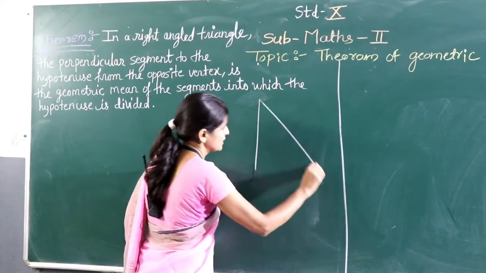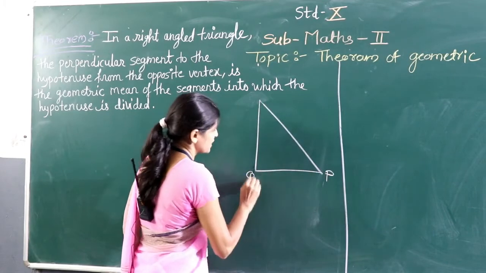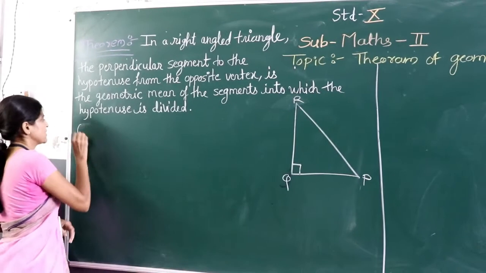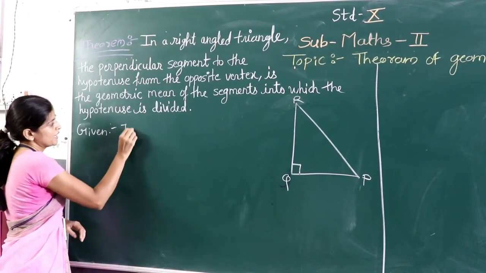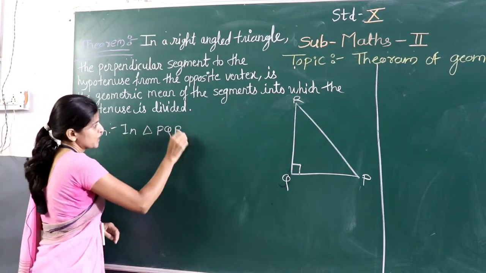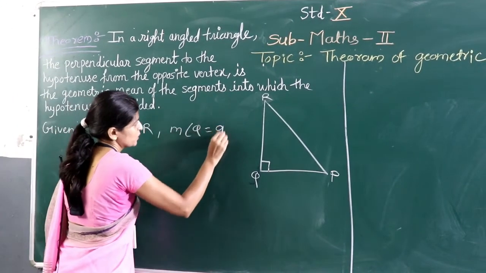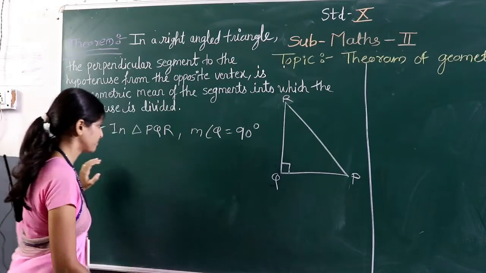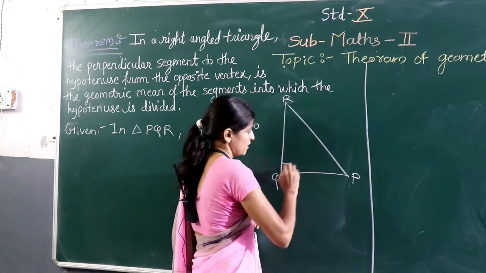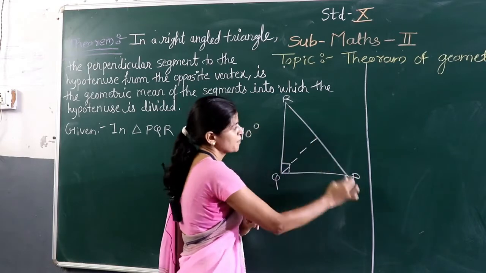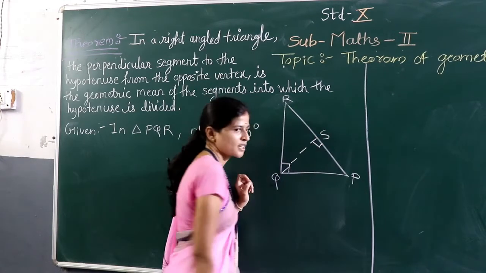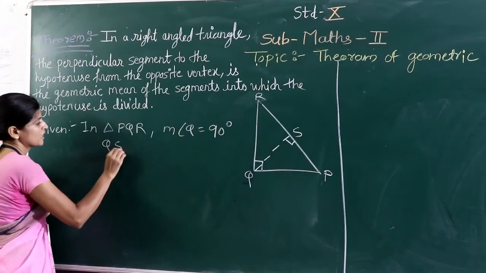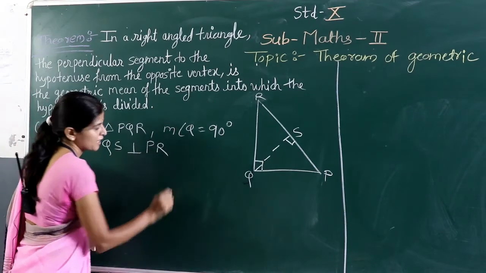Consider a right angle triangle, that is triangle PQR, in which angle Q equal to 90 degree. So what is given? We consider a right angle triangle PQR in which angle Q equal to 90 degree. We draw from point Q to the hypotenuse PR, altitude QS. So we write here QS is perpendicular to PR.